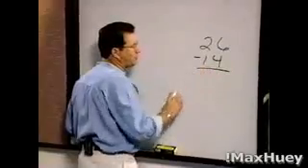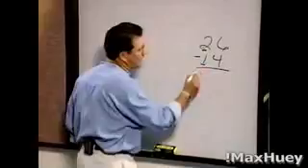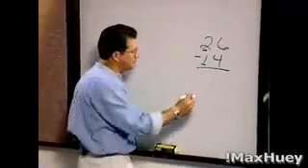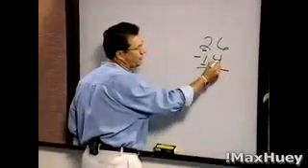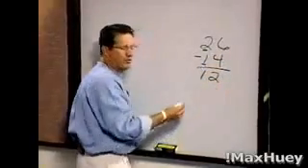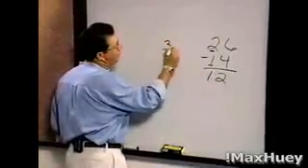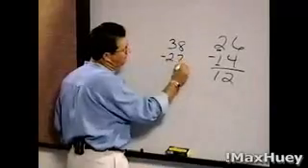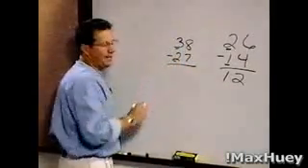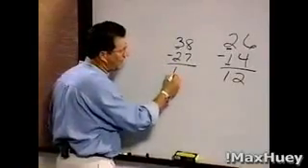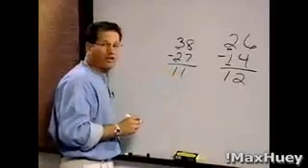26 minus 14. Let's start over here. That obviously is 20, and this is 10. So what's 20 minus 10? 10. And then you go to the right column. What's 6 minus 4? 2. So the answer is 12. 10 and 2 is 12. Let's try another one. 38 minus 27. Starting on the left, what's 30 minus 20? 10. And then what's 8 minus 7? 1. So we have 10 and 1, or 11.